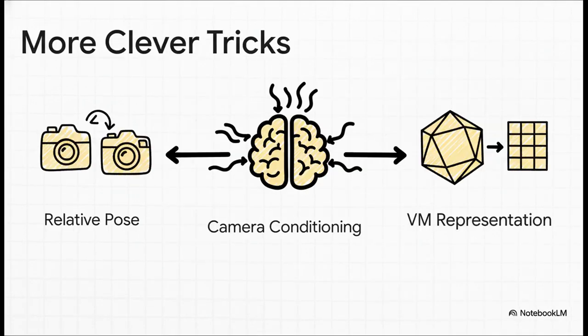And that wasn't the only trick up their sleeve. They threw in a few more clever ideas. For example, instead of bogging the model down with complex camera coordinates, they taught it to think in terms of relative positions, which is just way simpler. They also figured out a smart way to feed that camera info directly into the model's brain. And on top of all that, they used a really efficient way to represent the 3D scene so the whole thing doesn't grind to a halt under a mountain of calculations.